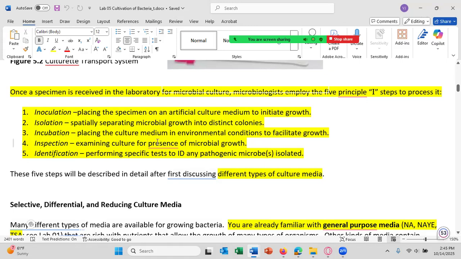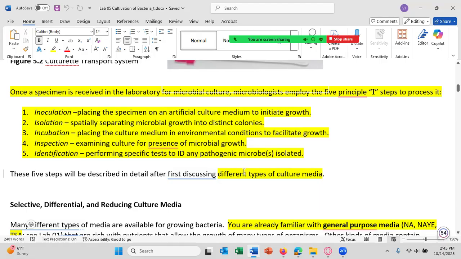We normally incubate our culture in an incubator, and I'll show you that in a minute. 4, inspection. After the culture has grown up, you then examine the culture for the presence of microbial growth. And then 5, identification. Usually you have to perform specific tests to identify any pathogenic microbes that have been isolated.